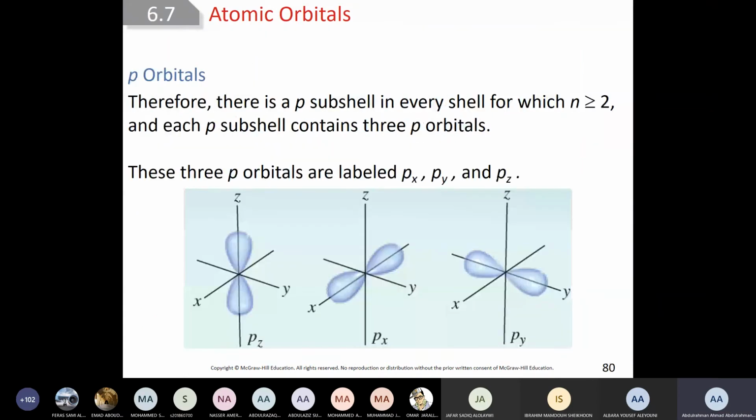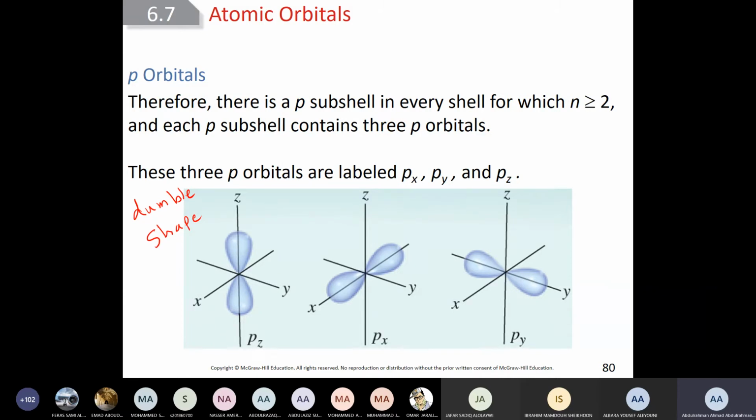The p orbitals are like this. All right, the shape, we call it dumbbell shape. Okay, this is the shape of the p orbital.